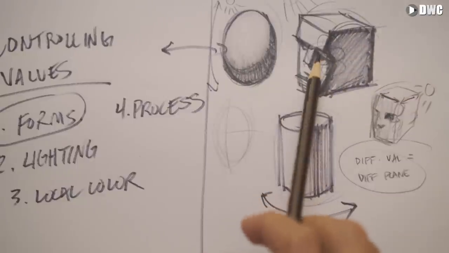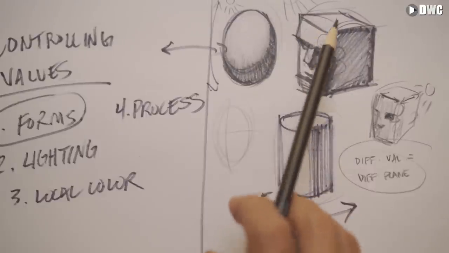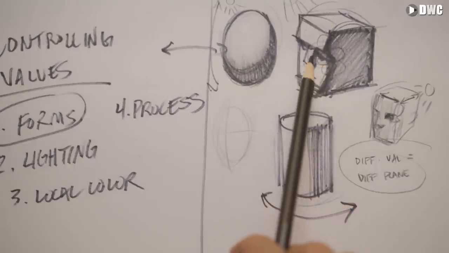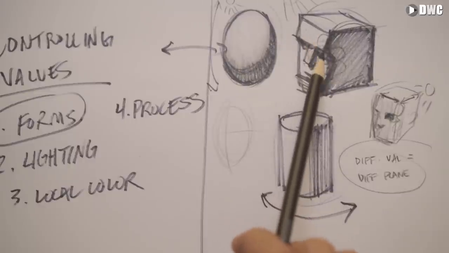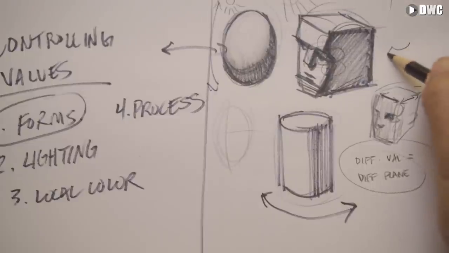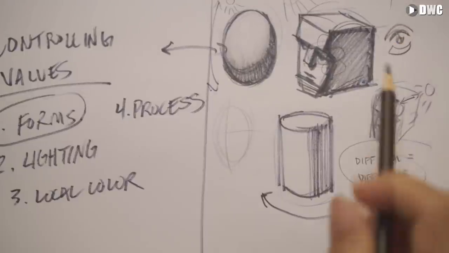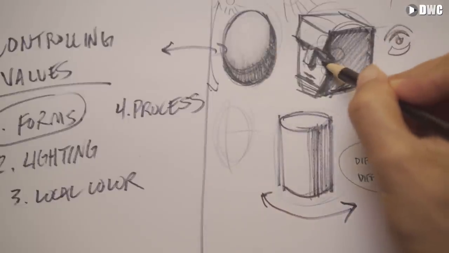You know, the white of the eye. Who makes the white of the eye as bright as the forehead? Comment below if you've done that. The highlight in the eye. Comment below if you've made the highlight in the eye the same brightness as the forehead in light. If you've made the little shelf of the lower eyelid brighter than the forehead, comment below if you're guilty of that. I am too.